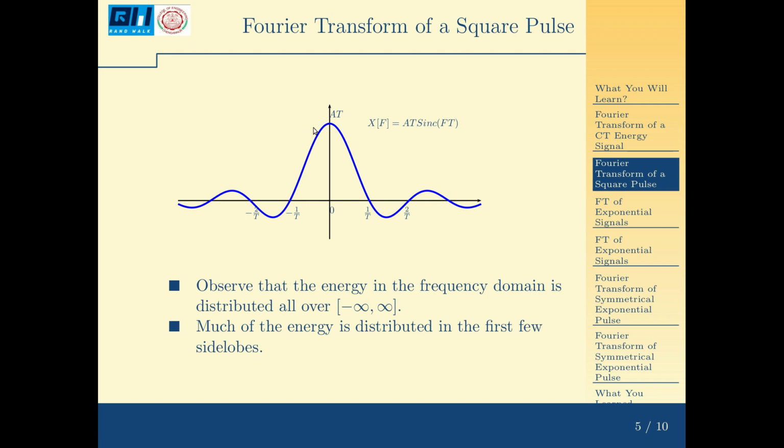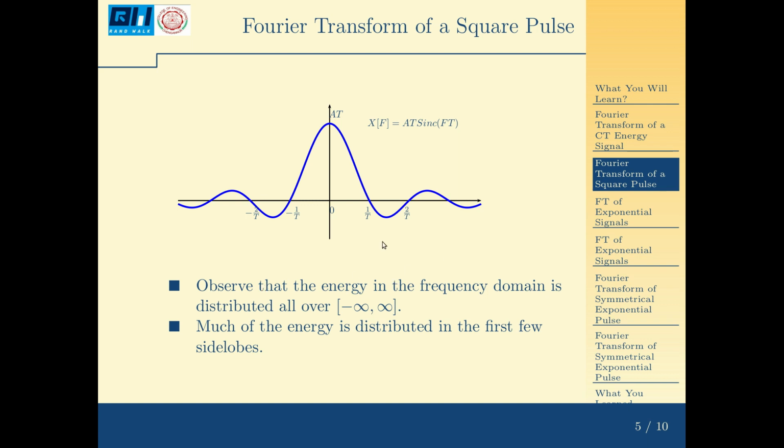The maximum value here at f equal to 0, this is 80 sinc FT plotted against capital F. So here the maximum value is 80, and this becomes 0 at 1 by T, 2 by T, 3 by T, then minus 1 by T, minus 2 by T, minus 3 by T, etc. So there are zeros for every minus n by T.